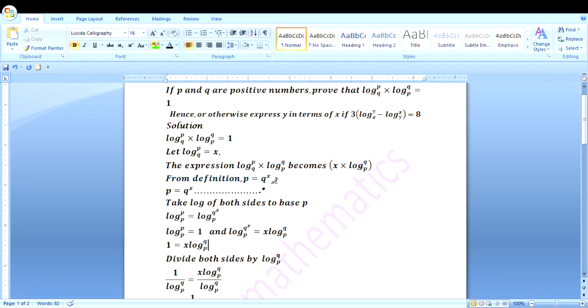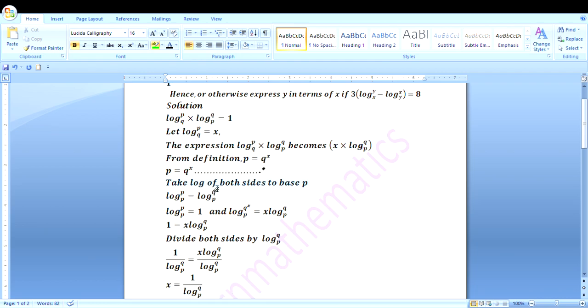You know, from logarithm, the definition specifies that the logarithm of any number is the power to which the base must be raised to give that number. Okay, so here is the base. Then for us to get P, it means that we raise Q to the power of X. So that is the definition. Now, assuming we take the log of both sides to base P, this becomes log P to base P is equal to log Q raised by X to base P.